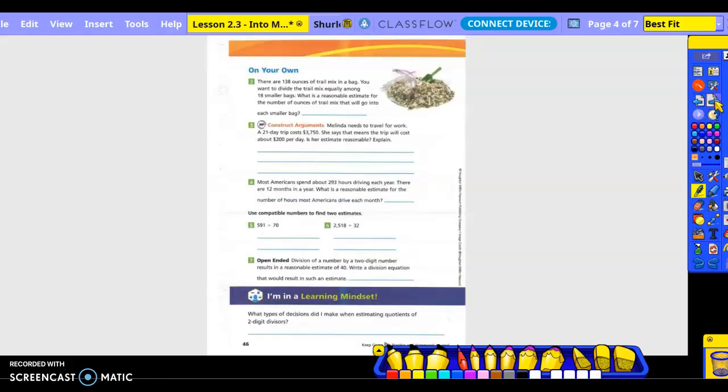Okay, if you're going to finish recording this page and the timer runs out before we're done, it still needs to be fully completed. On your own, number 2, there are 138 ounces of trail mix in a bag. You want to divide the trail mix equally among 18 smaller bags. What is a reasonable estimate for the number of ounces of trail mix that will go into each smaller bag? So 138 ounces, 18 smaller bags, and they want to know a reasonable estimate for how much trail mix will go into the smaller bags.